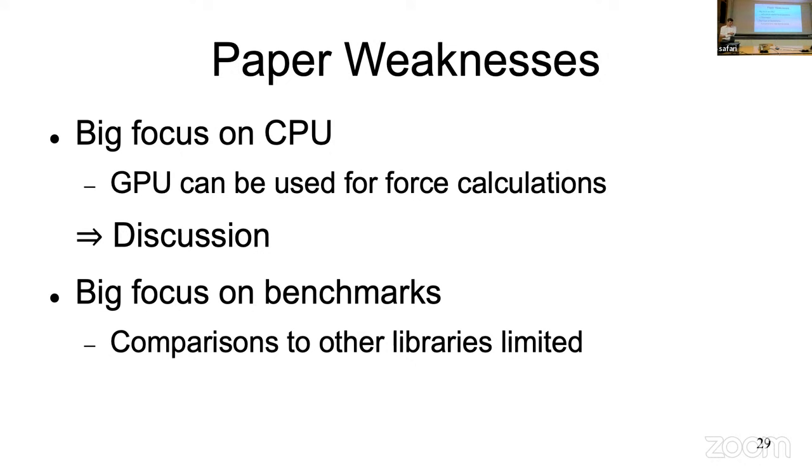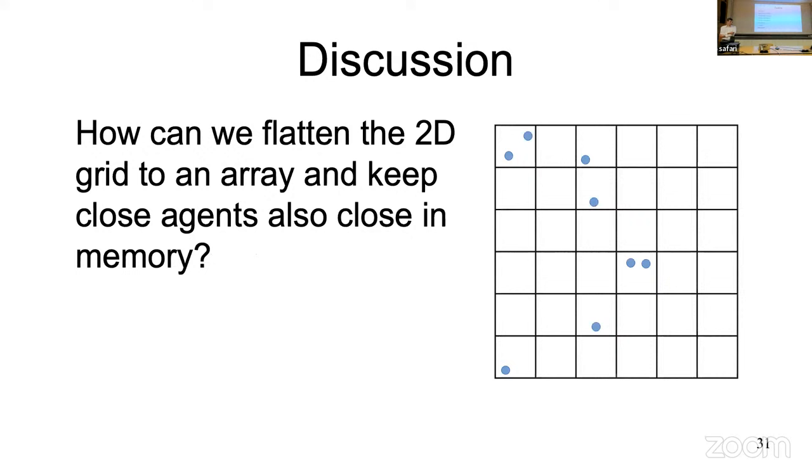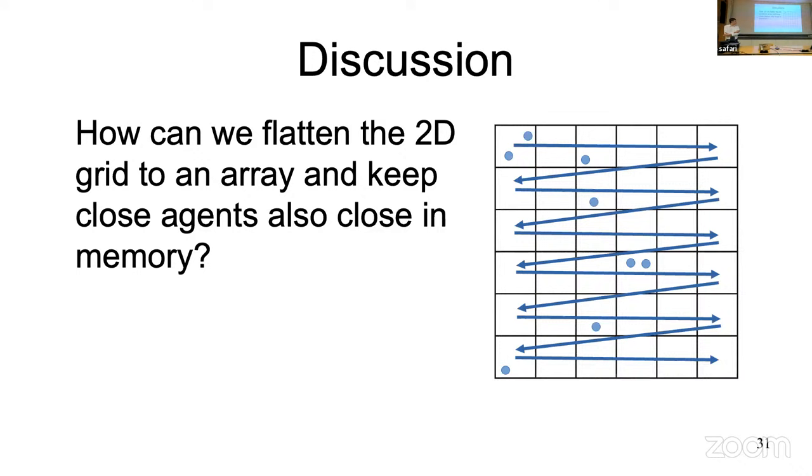So with that finished, I think we will get to our discussion. So for the discussion, the first question is how we can flatten this 2D grid to an array and keep the close agents also close in memory. So essentially, how we can rearrange these arrows to have a better cache locality.